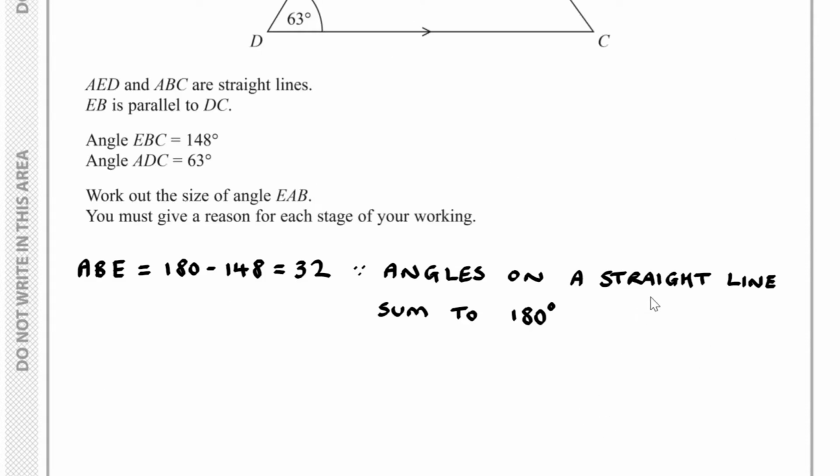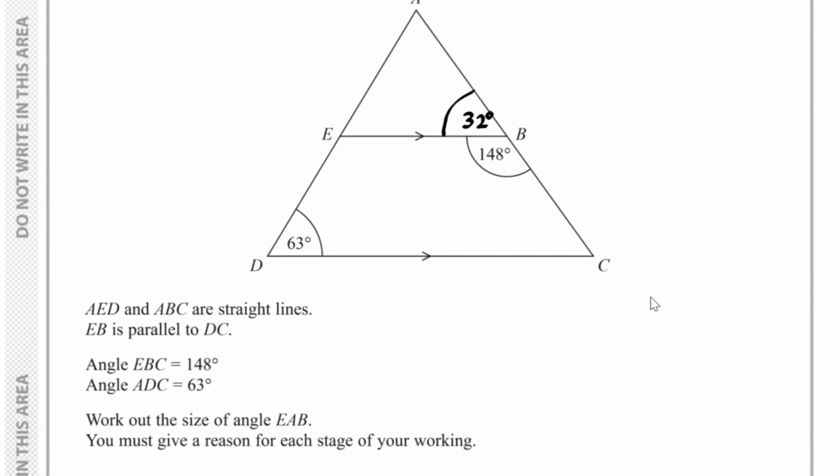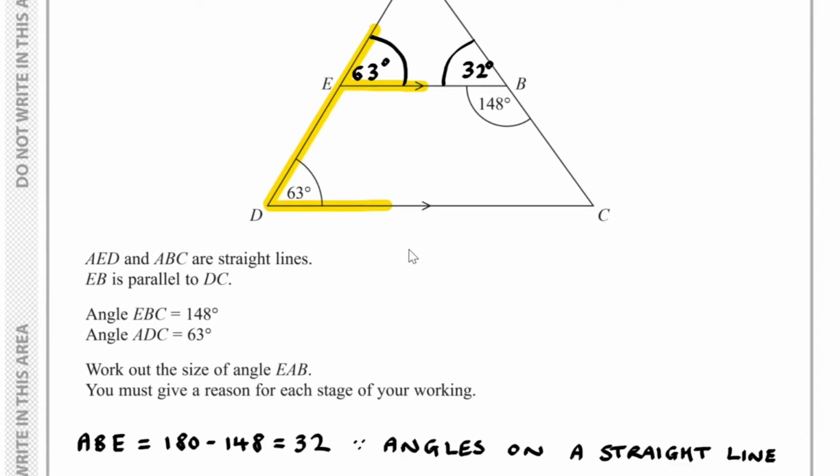And that's because the angles on a straight line add up to 180. The angle over here is equal to 63 degrees. We can spot that because we've got corresponding angles. We have this straight line, and then we've got the two parallel lines over here, which means this is 63 and this is 63.